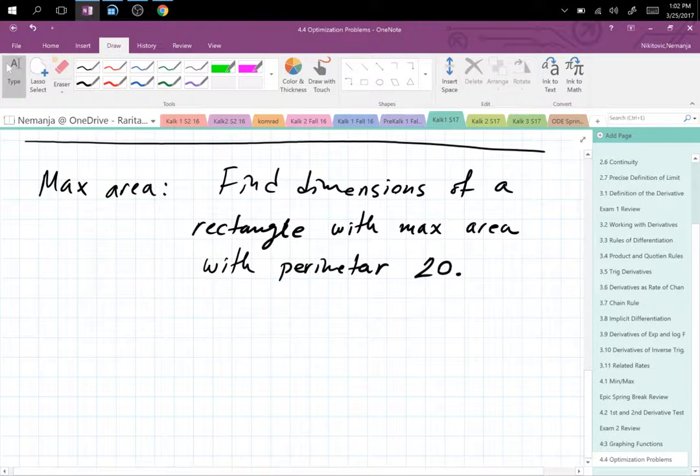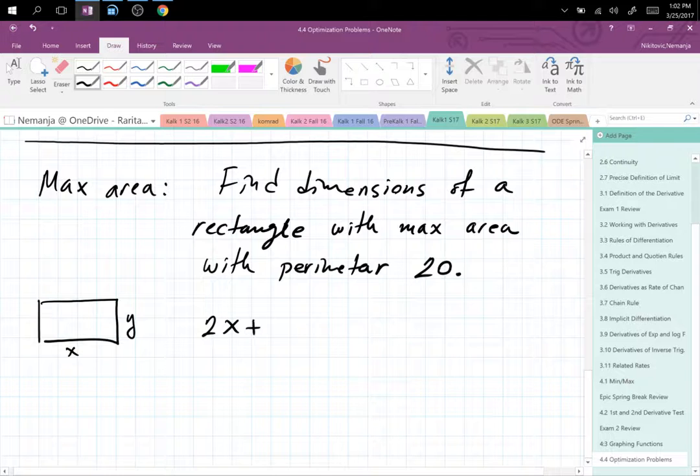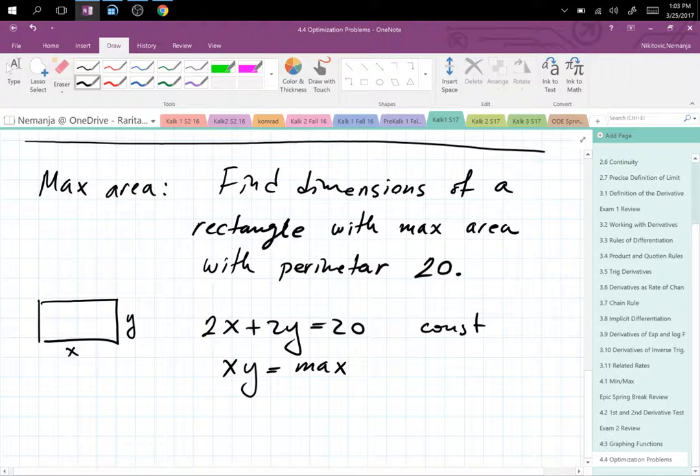This is a straight geometry problem. All we do is we say what? What's the perimeter of the rectangle? The perimeter is 2x plus 2y equals 20. Great, you already have your constraint. X plus y equals 10. And then x times y equals max, right? We're looking for the max area.